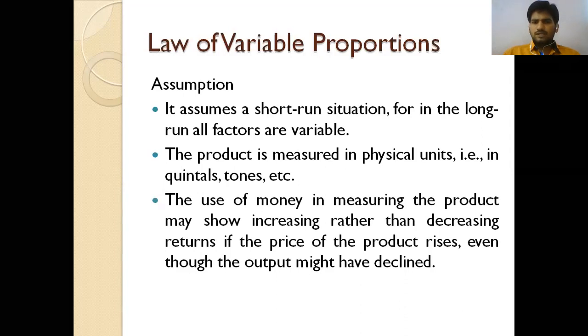So the use of money is increased, the products may be increasing rather than decreasing the returns. The price of the product rises even though the output might be equal. So what is the cost of that production, and then what is the sale of the production? That is going to vary, and may rise and may decline based upon the market standards also. We can see that market standards also show an effect on the organization. So that assumption also we need to consider.